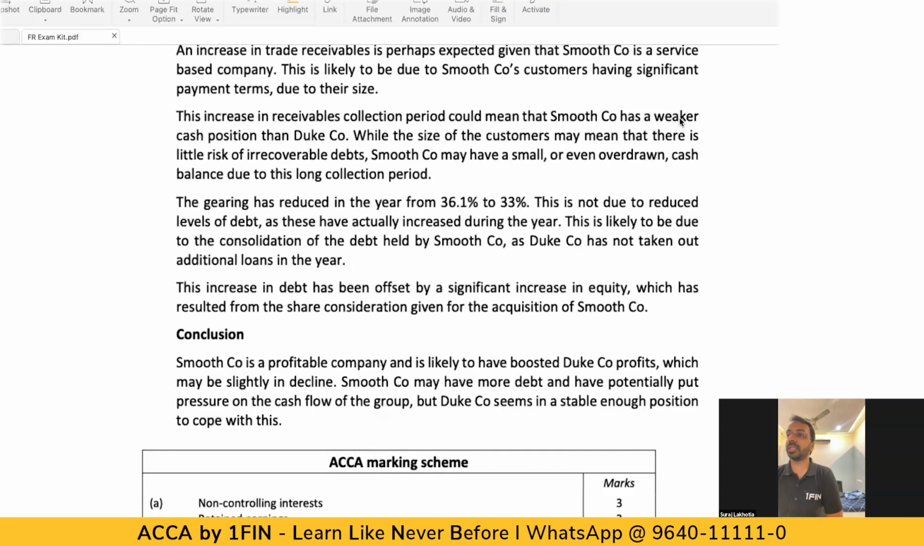Then, sir, CA versus CFA, ACCA, CFA, what is that? CFA, do it if you want to do something in stock markets, or if you want to do something in investment banking, if that is your calling. CPA, if you want to work for US based companies. ACCA, more for IFRS based companies, which is more acceptable across the globe.